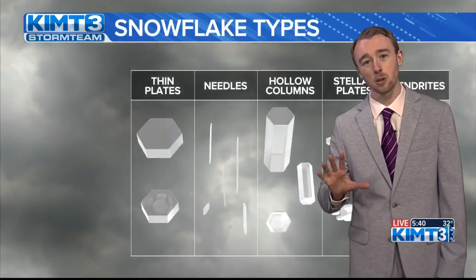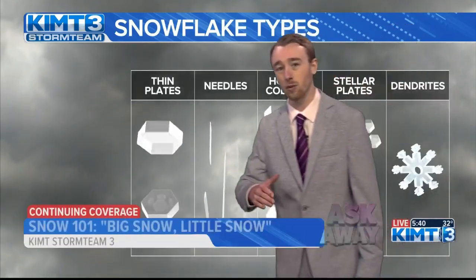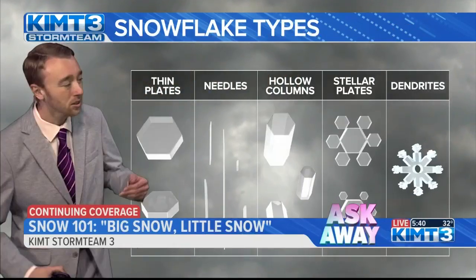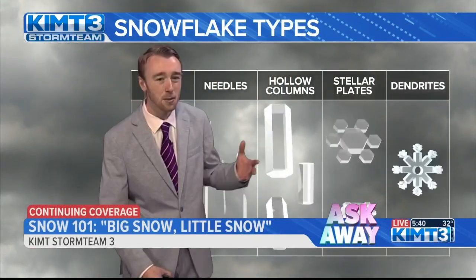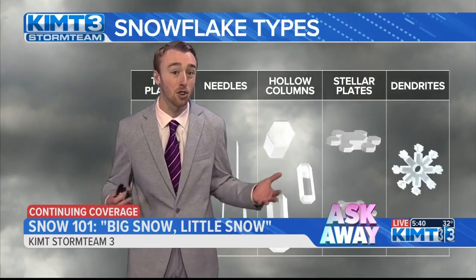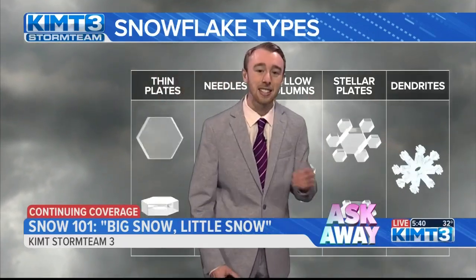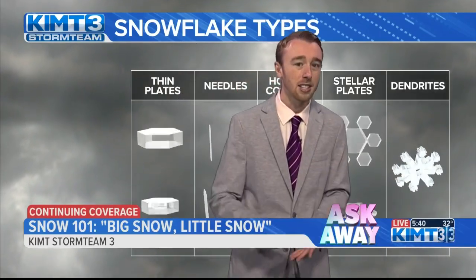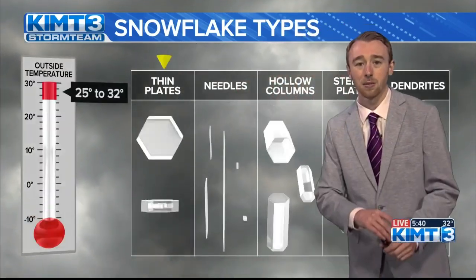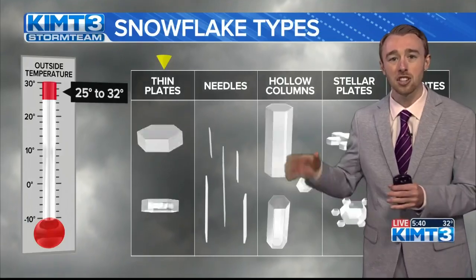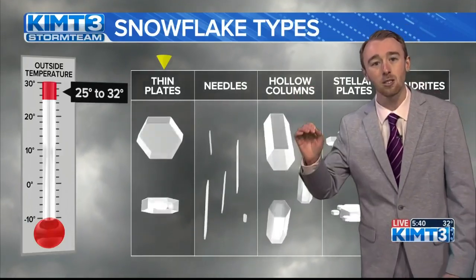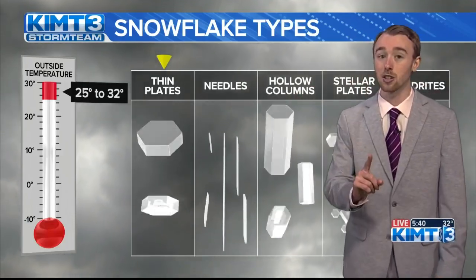So we're going to first talk about those 5 main groups of snowflake types. They go from thin plates to needles to hollow columns, and then the more common ones that we do think snowflakes truly look like are those stellar plates and, of course, the dendrites, the more prettier types of snowflakes. Now, the big driver of the formation of these 5 groups is the outside temperature as well as the humidity.